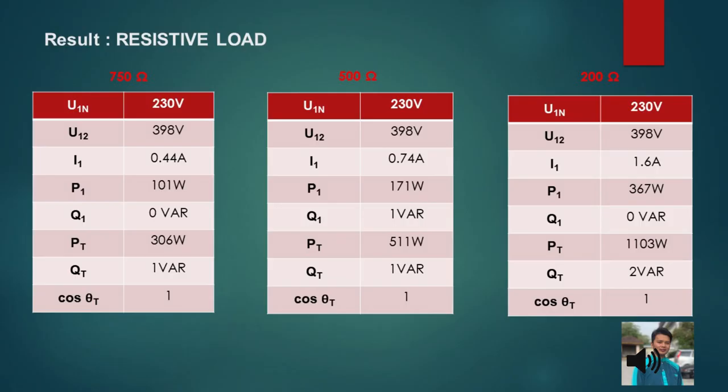So this is the final result for the resistive load. As we can see, the phase voltage and line voltage for 750 ohm, 500 ohm and 200 ohm are constant. The current increases from 0.44 ampere, to 0.74 ampere, and finally 1.6 ampere.